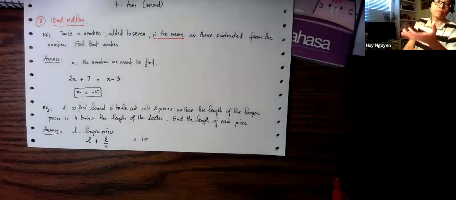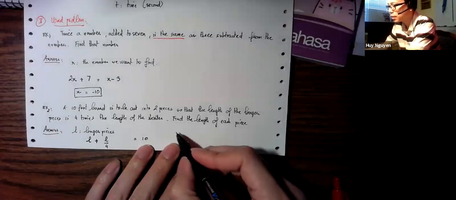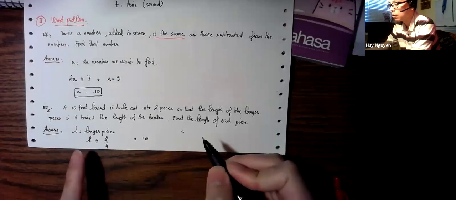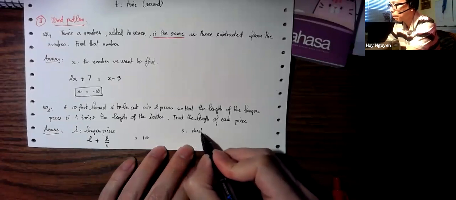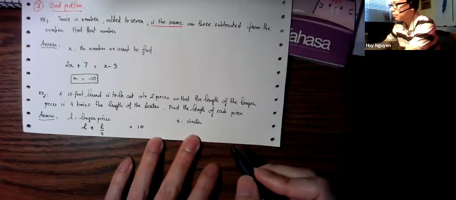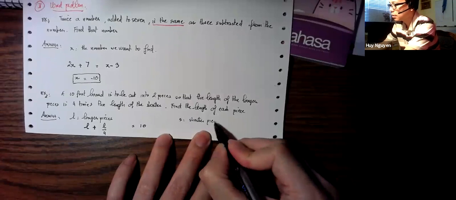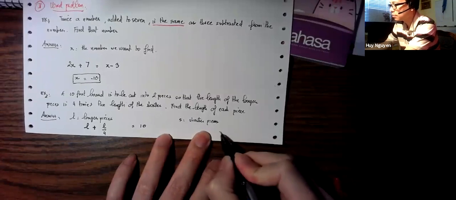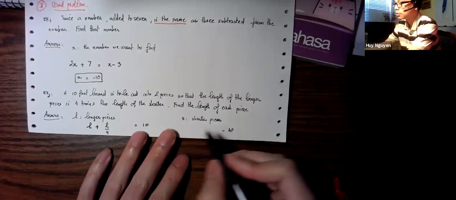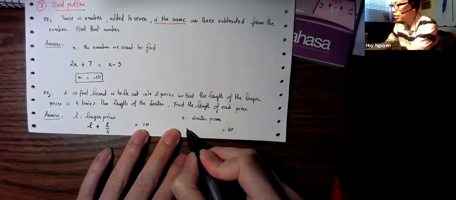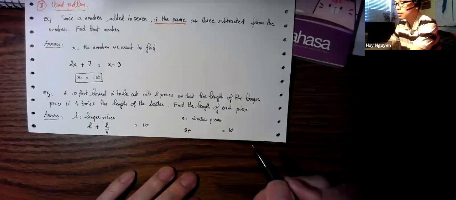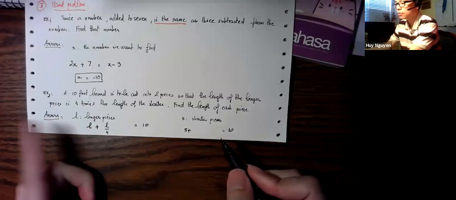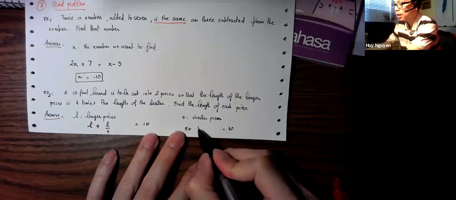Right? Because it's 4 times. Or you can set up another way. If instead of calling L the longer piece, I call S the shortest piece, the total is still 10. So the shorter piece, S, plus the longer piece is 4 times the shorter, so it'll be 4S.